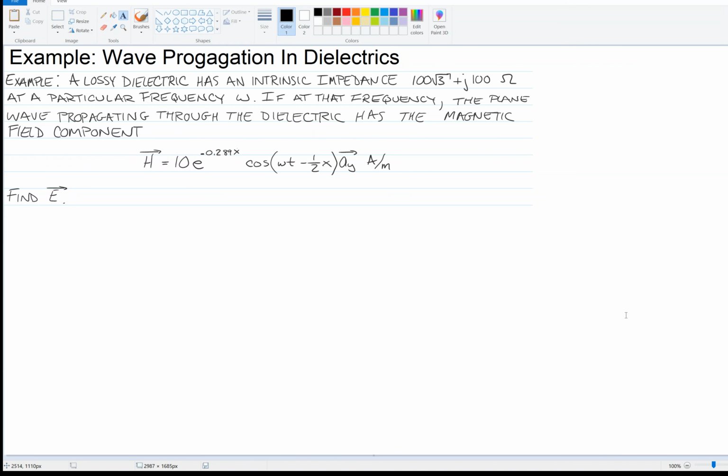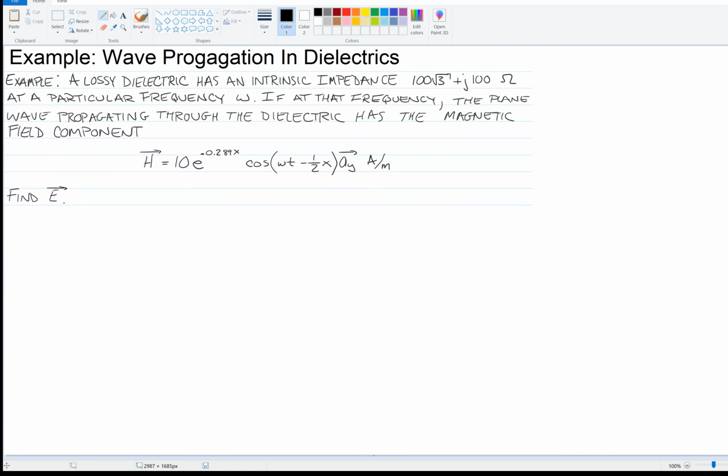This is an example of wave propagation in dielectric material. Suppose a lossy dielectric has an intrinsic impedance given by this complex number, 100 square root of 3 plus j times 100 ohms, at a particular frequency omega. If, at that frequency, the plane wave propagating through the dielectric has the magnetic field component given by this expression, find the electric field.